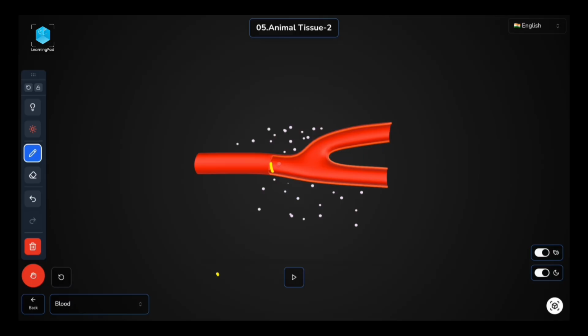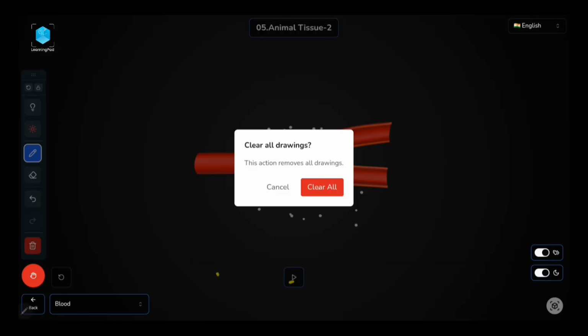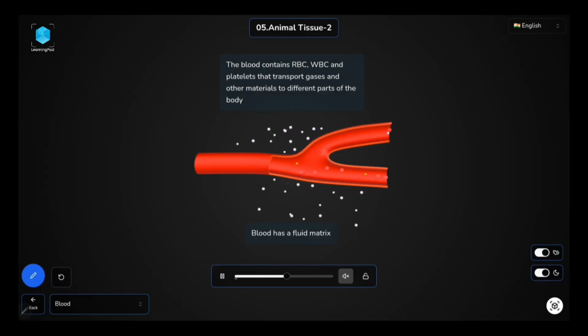So what is the function of blood? Blood transports oxygen, nutrients and waste products, and it is a fluid connective tissue. Blood is otherwise called fluid connective tissue. You can see the blood contains RBC, WBC and platelets. The matrix present in the blood is called fluid matrix.